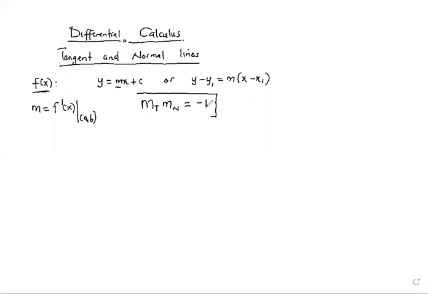M tangent multiplied by M normal is actually equal to -1. So this simply means that if you give me the gradient of the tangent line, then you have given me the gradient of the normal line via this equation.